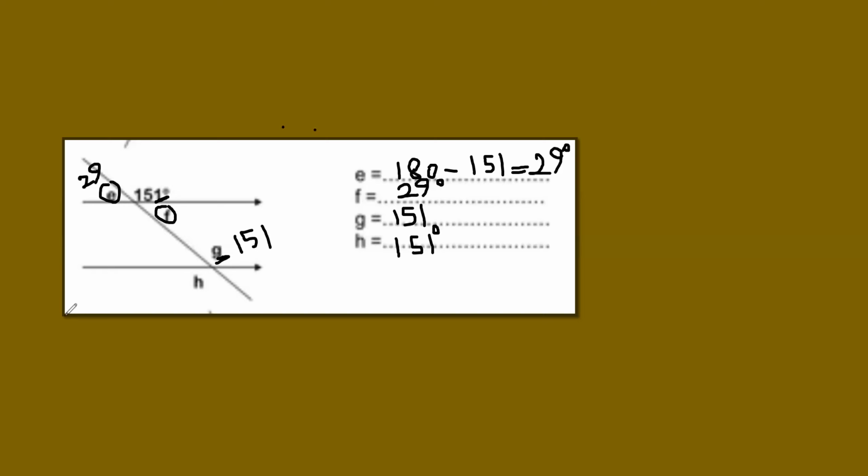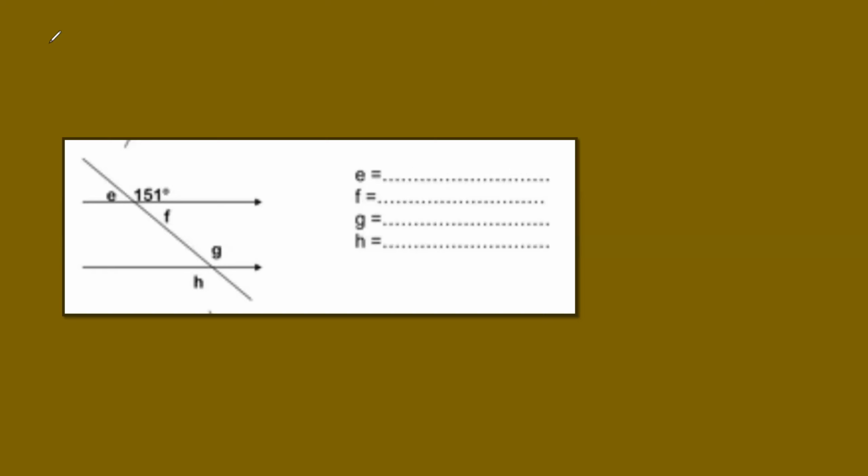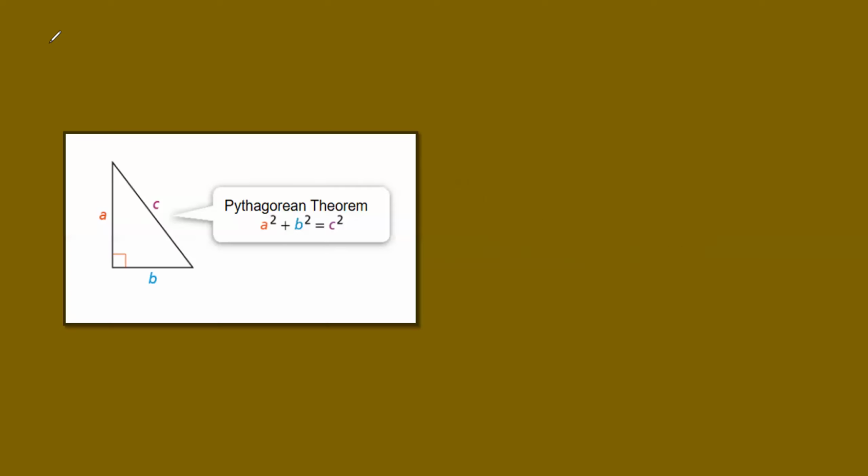Next concept is about the Pythagorean theorem. The Pythagorean theorem is a very easy rule. When I have a right angle inside my triangle, this triangle has a right angle. What do we call the triangle in this case? We call it a right triangle.